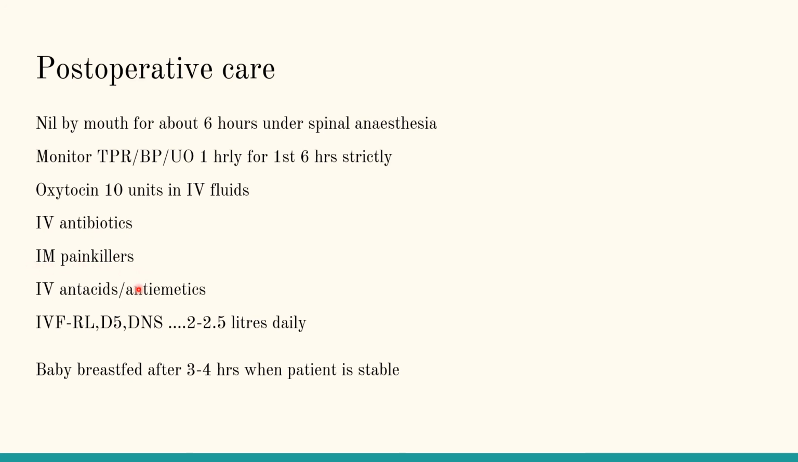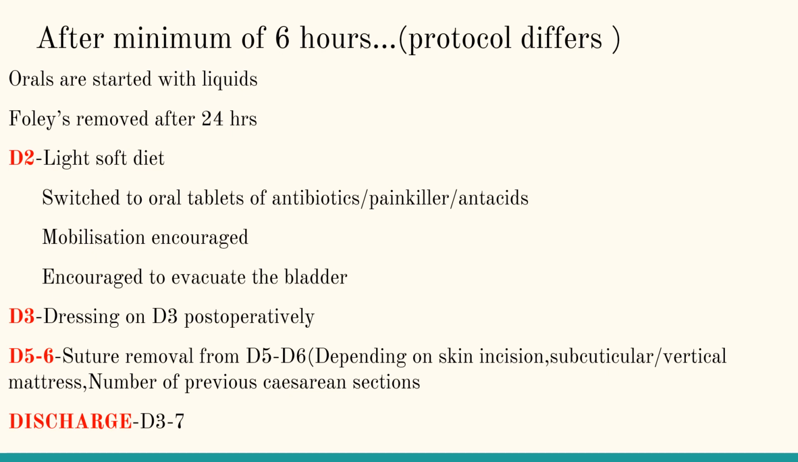Then painkillers, then IV antacids and antiemetics are given for 1 day, and intravenous fluids are infused, that is RL, D5 and DNS, about 2 to 2.5 liters daily. The baby is breastfed after 3 to 4 hours once the patient is stable. After a minimum of 6 hours, orals are started with the liquids, that is clear fluids or tea. Then the Foley's catheter is removed after 24 hours.